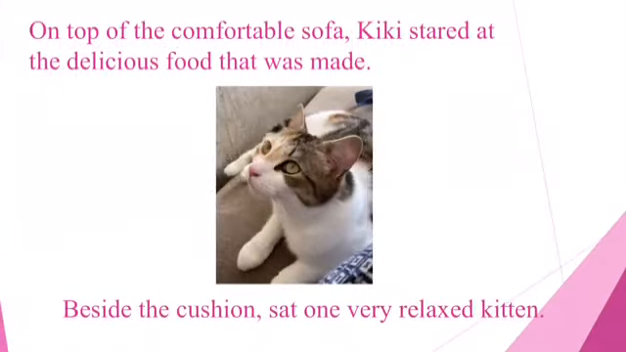Once again, have a look through the examples that I've done here, which relate to Kiki and an I-Space opener which starts with a preposition. So I've got, on top of the comfortable sofa, Kiki stared at the delicious food that was made, and beside the cushion sat one very relaxed kitten.